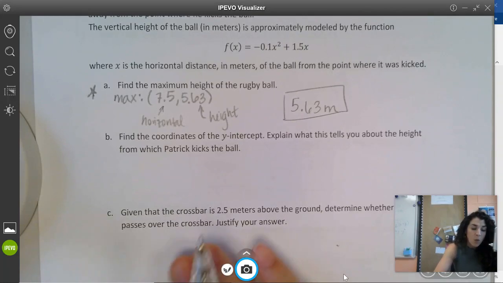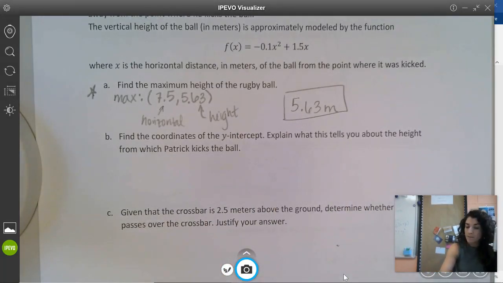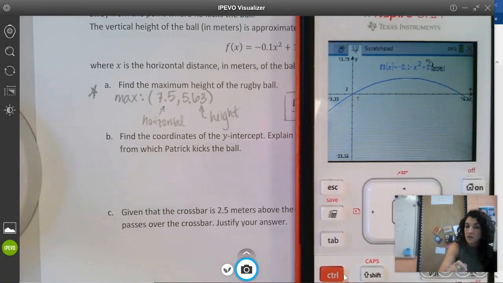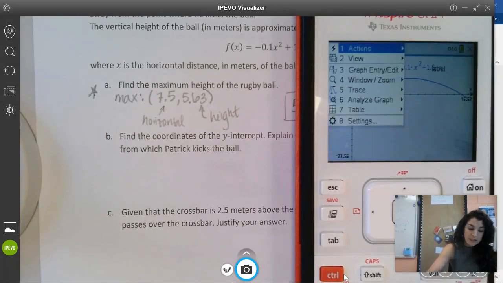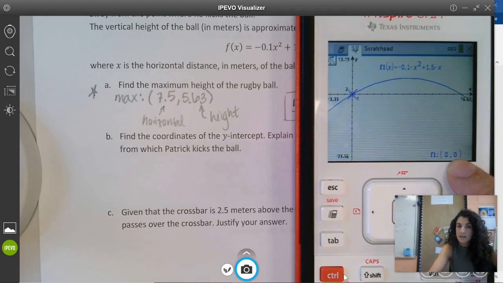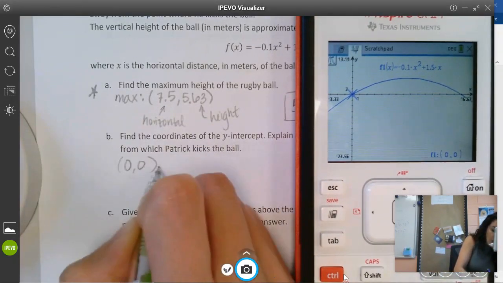Find the coordinates of the y-intercept and explain what this tells you about the height from which Patrick holds the ball. It looks like that it goes through 0, 0. You can always do a quick trace to double check. Your y-intercept happens when x equals 0. So if you're tracing and you just do 0, enter, it shows you what that coordinate is, 0, 0. The y-intercept is 0, 0.